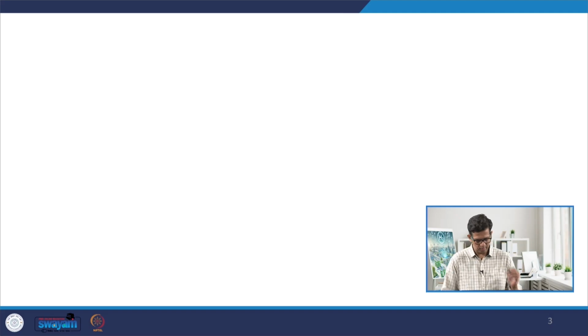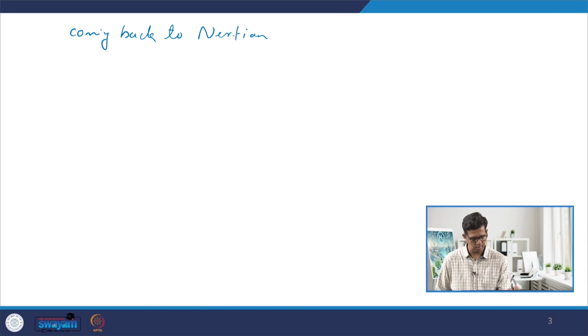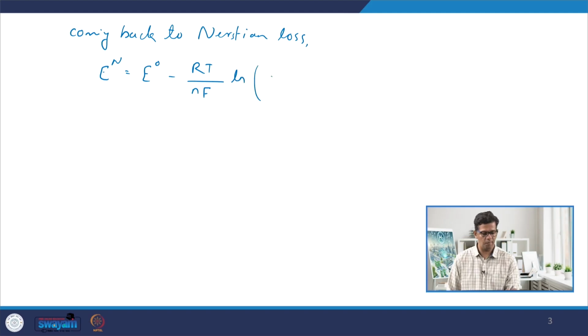So moving on, let's come back to our Nernstian losses. We know that the Nernst potential is basically the sum of the reversible potential and the incremental potential that is observed, with the logarithmic ratio of the activities of products and the reactants. So activity of products to the activity of reactants.